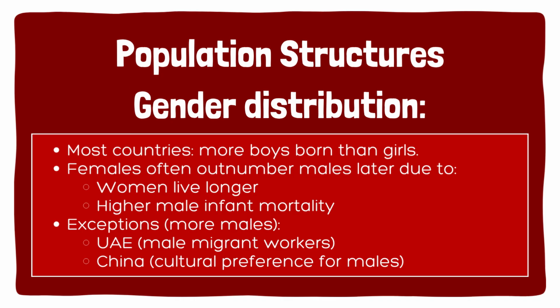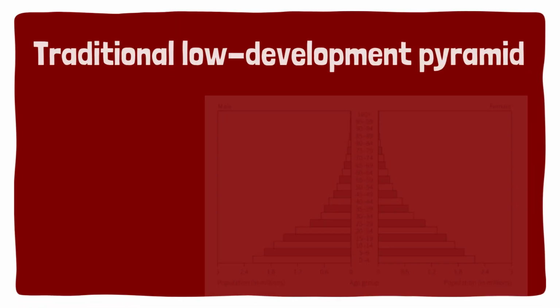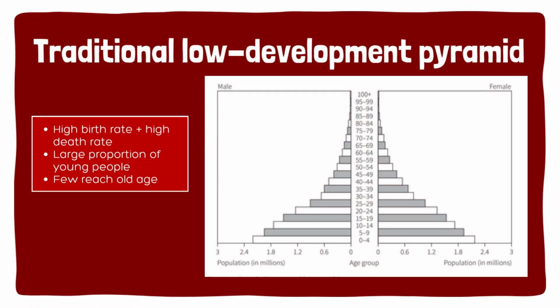This includes gender distribution and age distribution. While more boys are usually born than girls, women tend to live longer, which can result in a higher number of females in older age groups. Age distribution divides the population into groups such as children, working age individuals, and the elderly. Population pyramids are used to visually represent this structure.